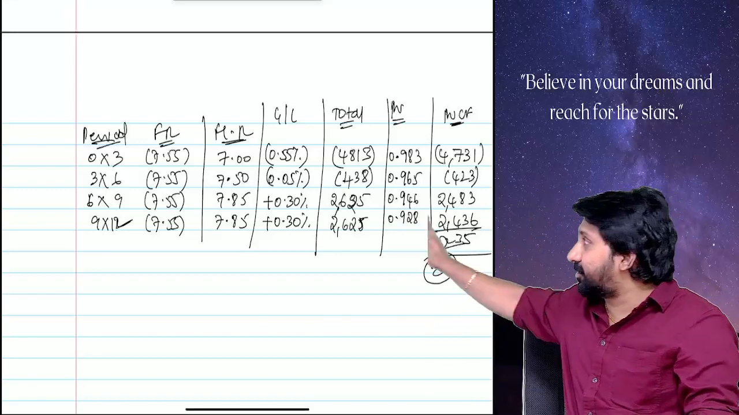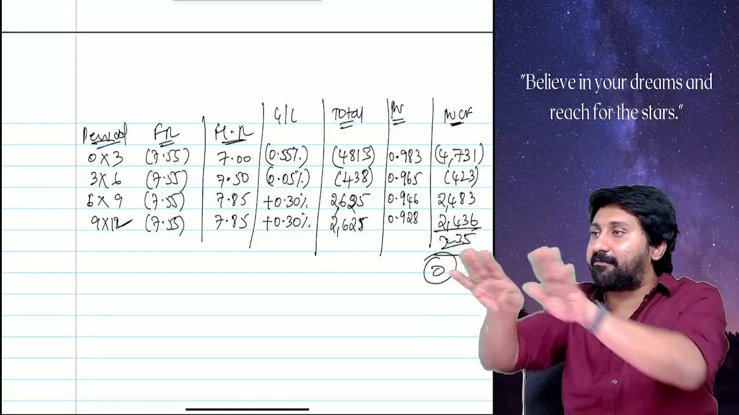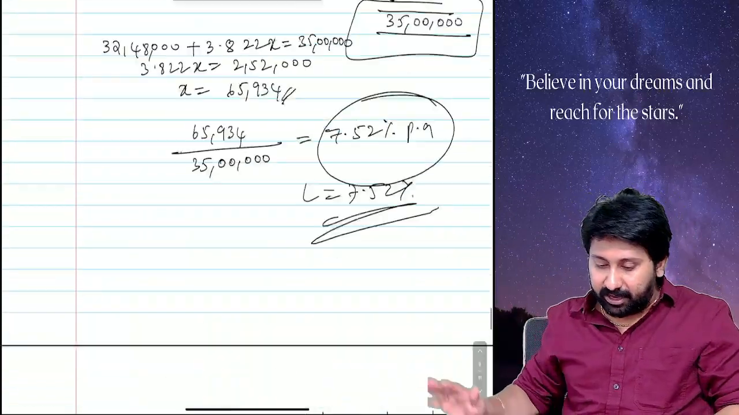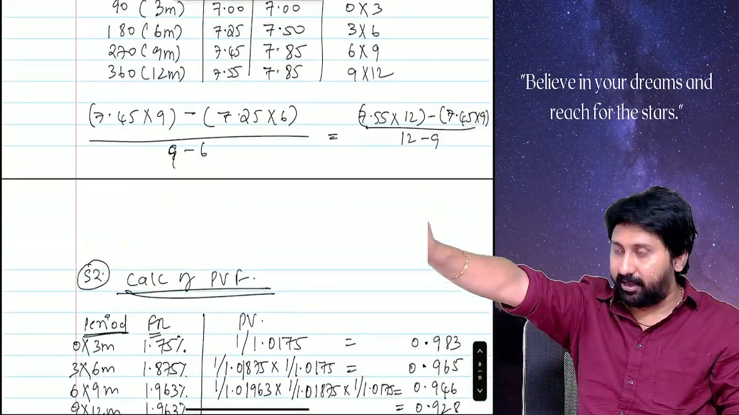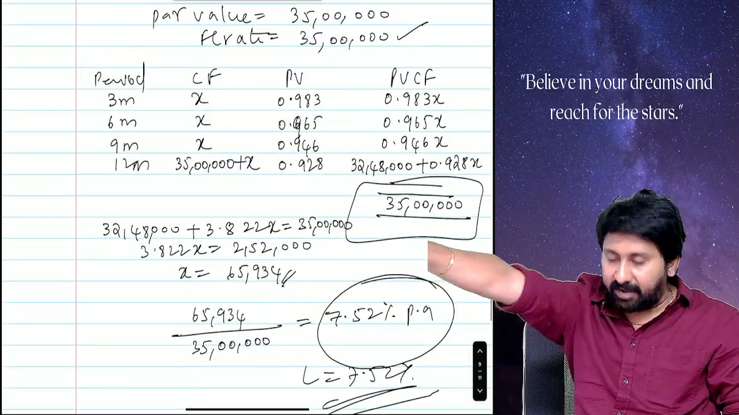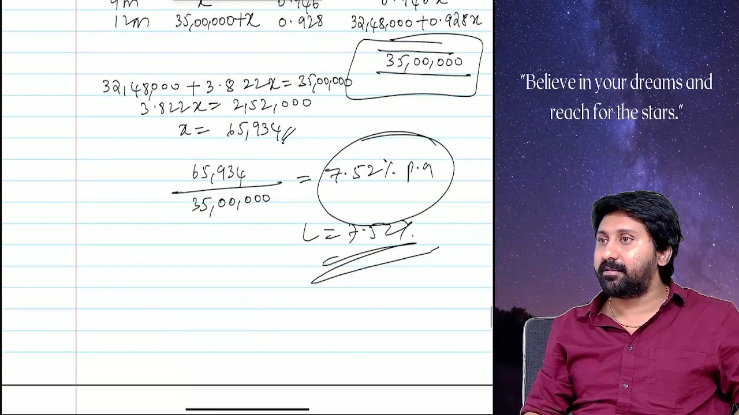Understood? This you need to do in the exam. I just wanted to show you that both will be on equal footing. No one will get a gain, no one will get a loss. In the exam, how many steps you have to do? 3. Step 1, forward rates. Step 2, PV factor. Step 3, calculation of the fixed rate. This is how it will be.